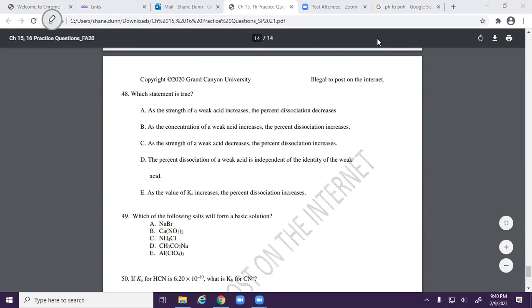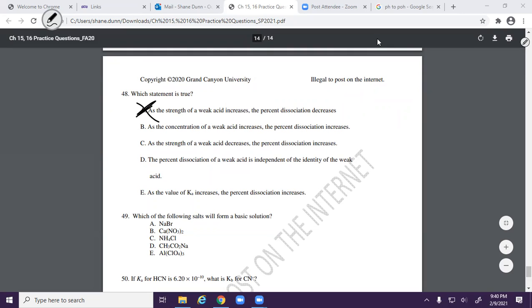So a strong acid does what? What does a strong acid do? It dissociates 100%, right? It reacts 100%. It doesn't want to exist. The stronger your acid, if you have a weak acid and you increase acidity somehow, it's going to not exist for longer, right? A is saying the exact opposite.